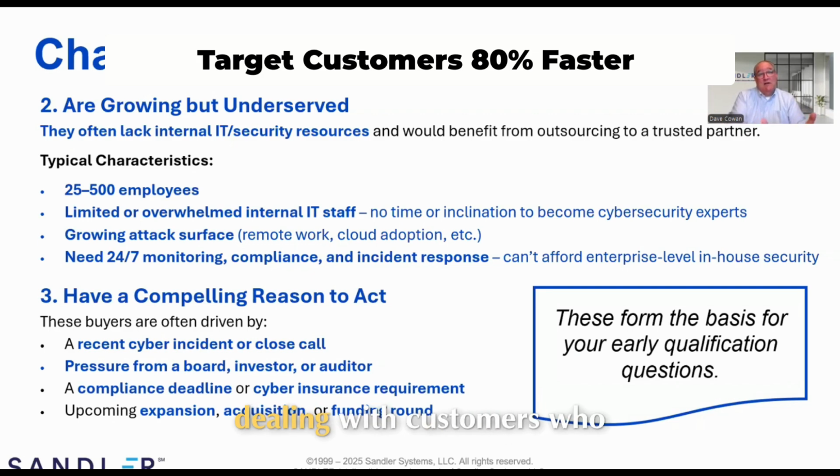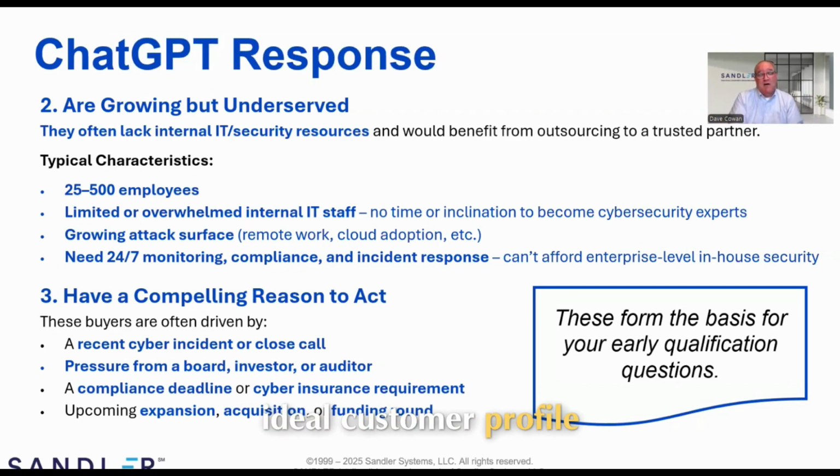We're not wasting time dealing with customers who are likely to never buy from us because they don't fit our ideal customer profile. So let's move those people out of our pipeline early and focus our conversations on the customers who will fill our pipeline and lead to closed deals.